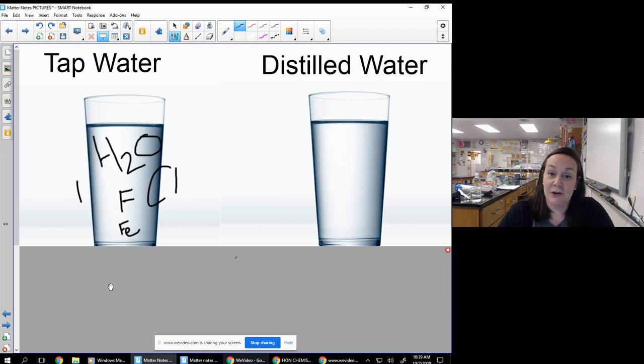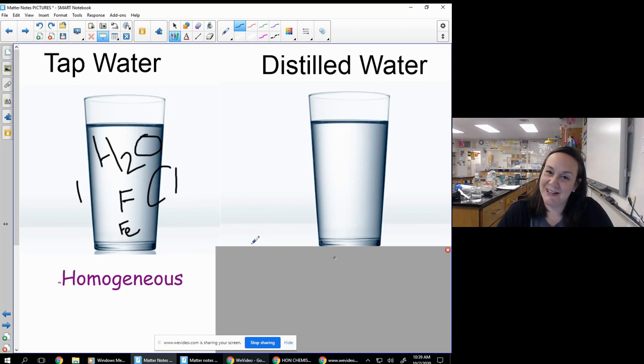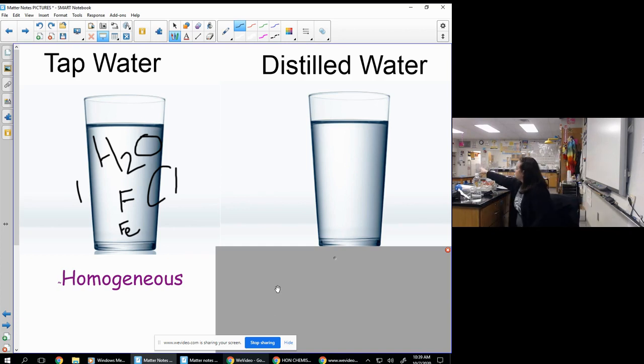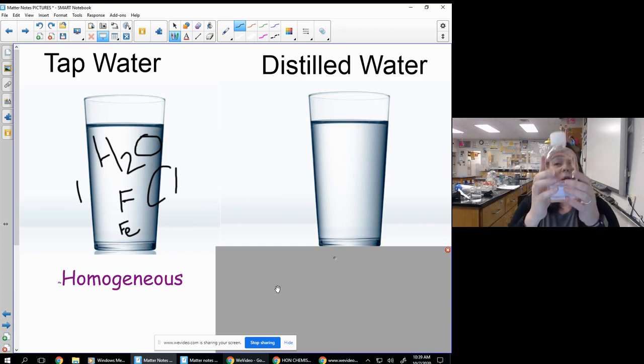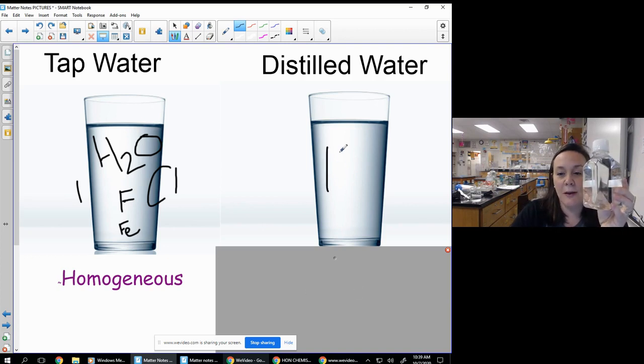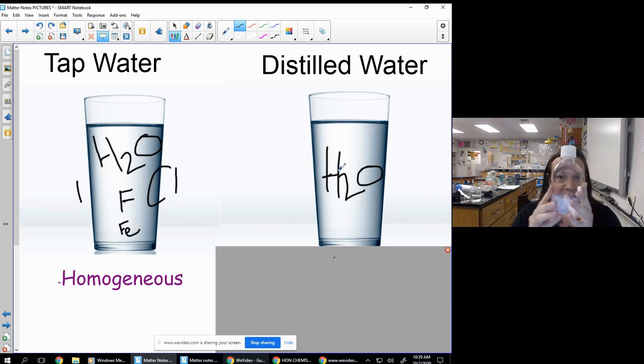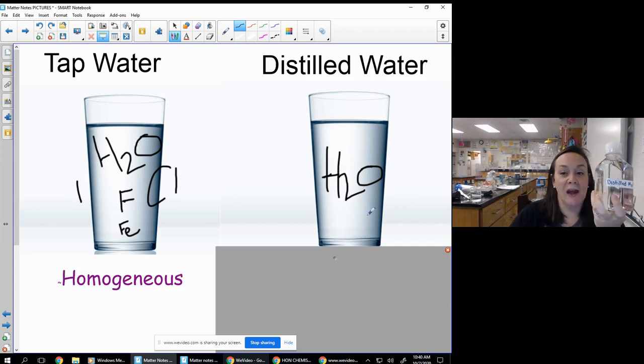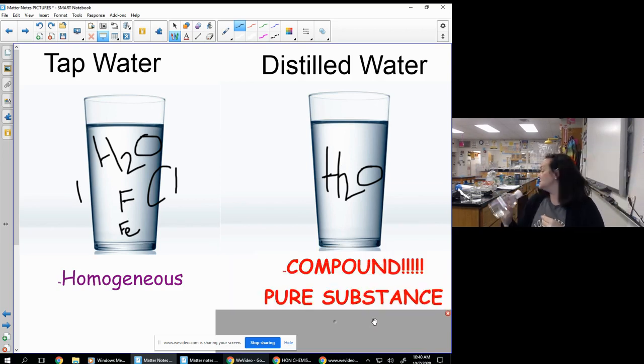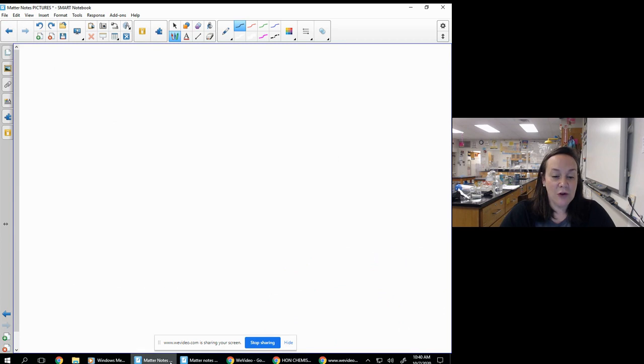So tap water is actually a mixture. You want usually for your tap water to be a homogeneous mixture. If your tap water comes out heterogeneous, you might want to look at getting that fixed. But then distilled water is a very challenging one because distilled water is nothing but H2O in the glass. So distilled water is not a mixture. Distilled water is a compound or a pure substance. Okay, awesome. Very good. So hopefully you got those correct.